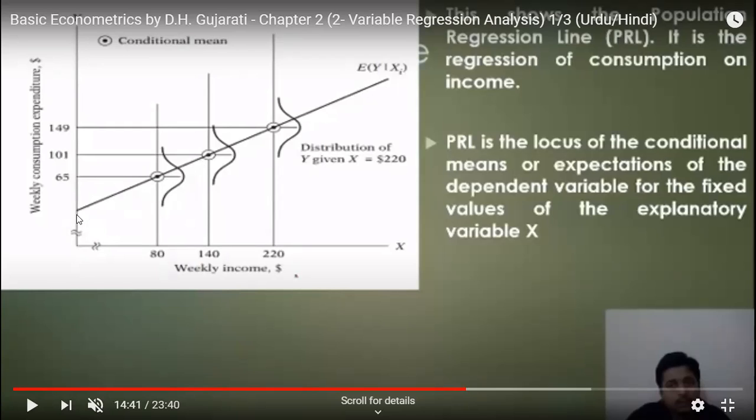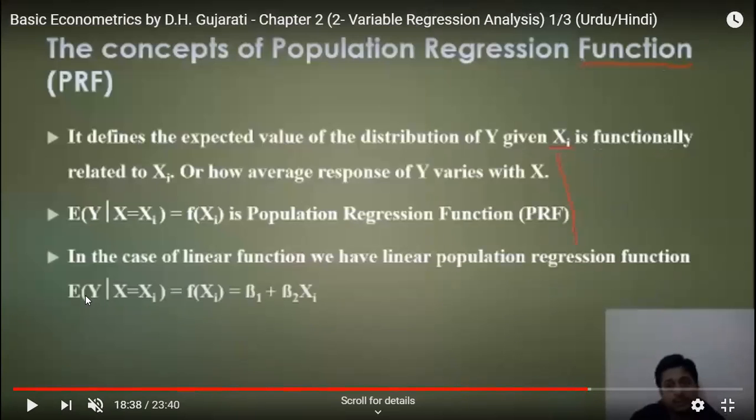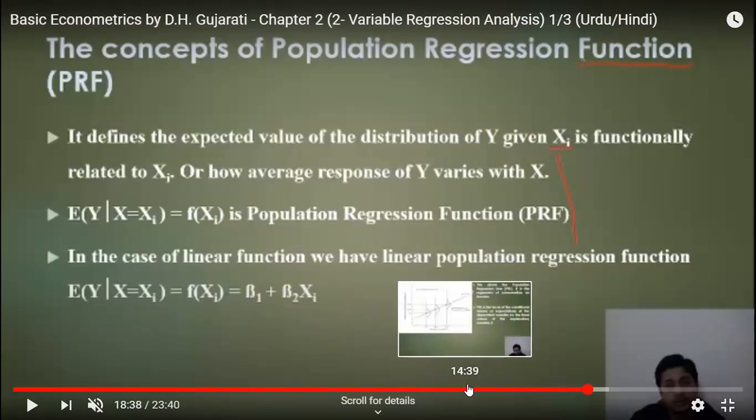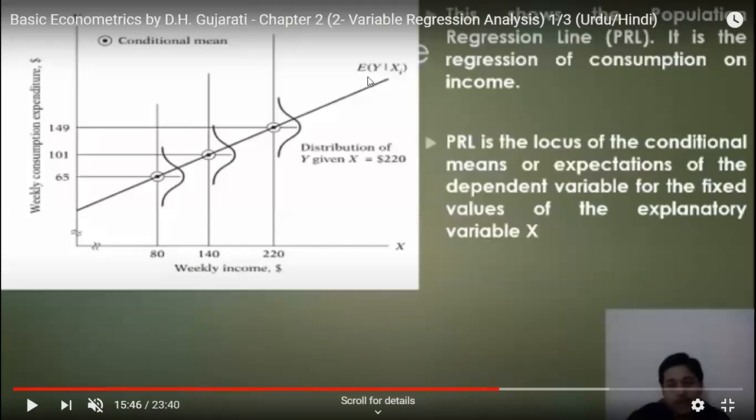Yeah, true. But do you remember the equation? Which equation? This equation. Expected value of y, conditional mean of y, equals what? Beta 1 plus beta 2 x. This is the equation that is drawn here. Expected value of y given x equals beta 1 plus beta 2 x.